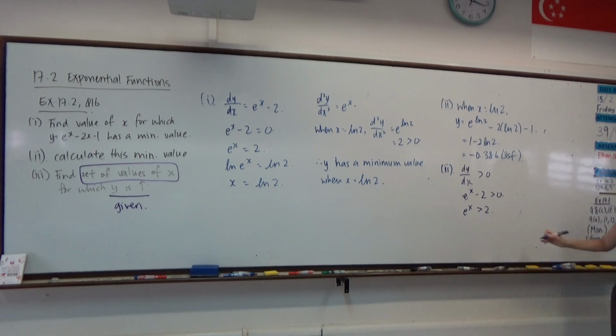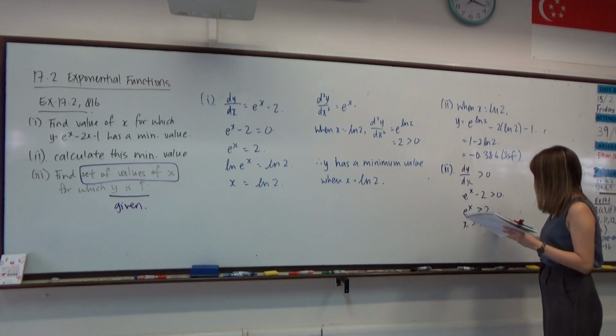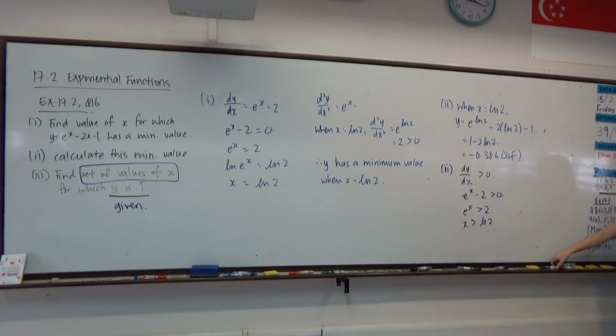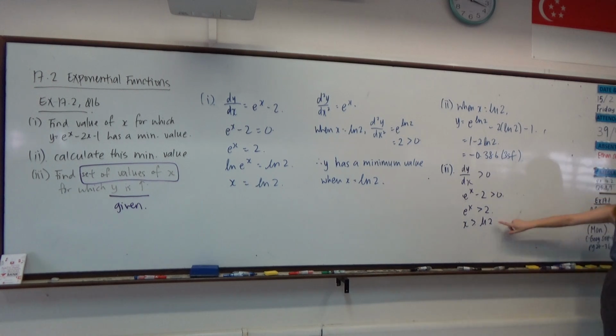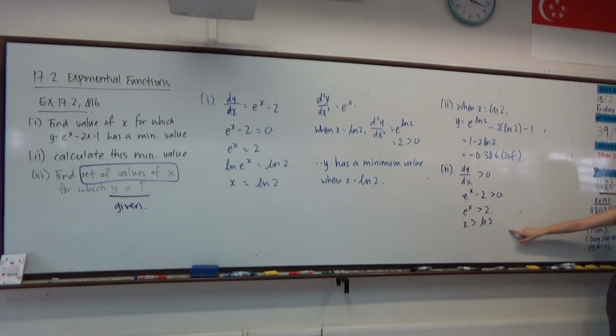Okay, and then after that, x will have to be more than ln 2. How this happens is that for this inequality, you can let it be equal to 0, then when you do your logarithms, you see that x will be equal to ln 2. But for this whole expression to be more than 0, you will have to notice that x has to be more than ln 2.